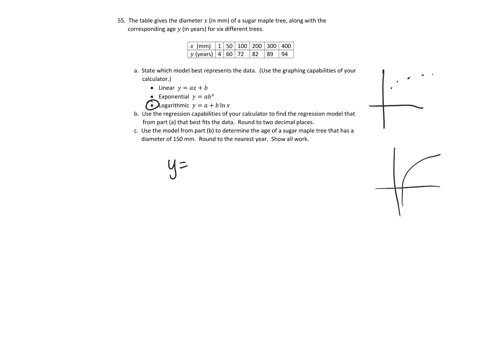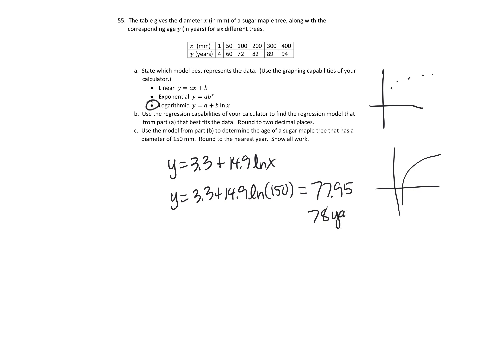y equals a, let's see, round everything to 2 decimal places. So a is 3.3 plus b is 14.9 ln of x. Then it says, use the model to determine the age of a sugar maple tree that has a diameter of 150 millimeters. So that would be y equals 3.3 plus 14.9 times the natural log of 150, which gives me 77.95. So 78 years old.